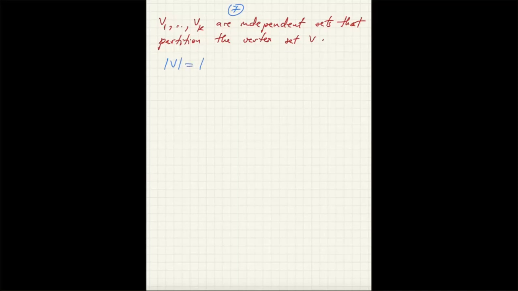Because our coloring is proper, V1 through Vk are independent sets that partition the vertex set. So I think that's clear. What do we get? The cardinality of V is the sum of these cardinalities, V1 plus through Vk. But alpha of gamma is the largest size of an independent set, and all of these Vj are independent sets. So this is less than or equal to alpha of gamma plus alpha of gamma, for all of them. How many of them are there? k times alpha of gamma, which is the same thing as chi of gamma times alpha of gamma.